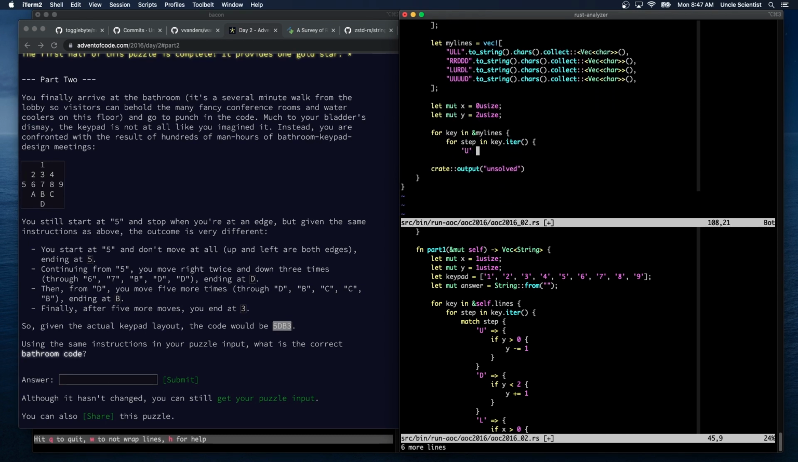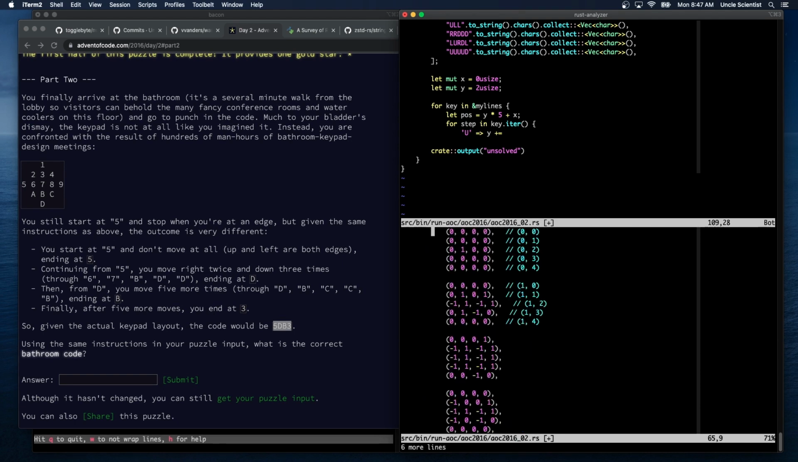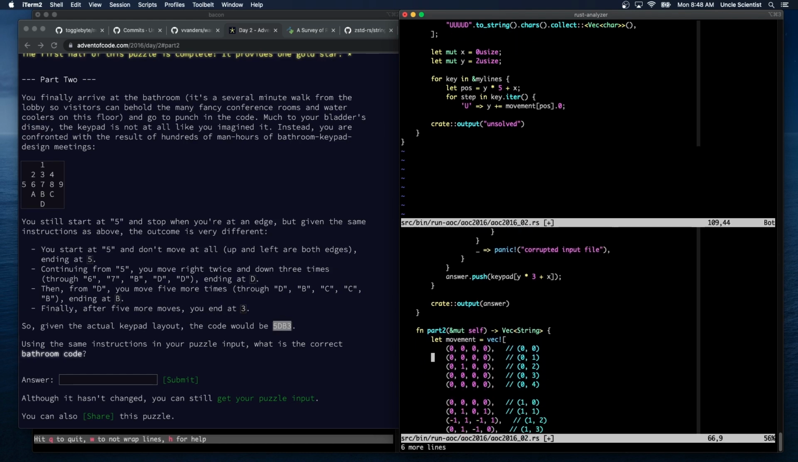If it's u, oh, we want to grab the current position, let pos equal to, and this time it's 5 by 5. So it's y times 5 plus x instead of 3 by 3. So the position tells us for up what we can do. Y plus equals movement, oh no, movement of pos dot 0. And that tells us if we can move up. So these actually should be just Booleans, but that's fine.